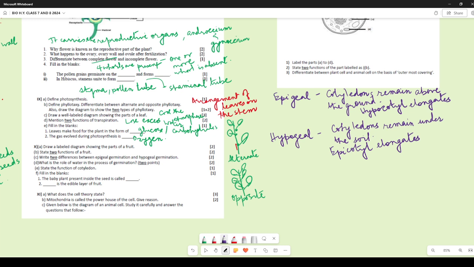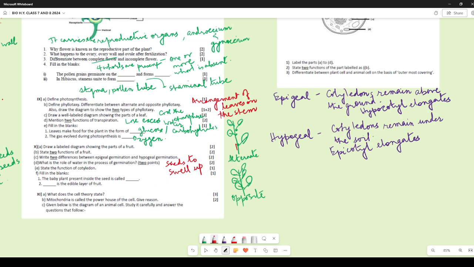What else do we have? What is the role of water in the process of germination? Now, how does water help in the process of germination? Whenever there is water, first and foremost, it causes the seeds to swell up. When seeds swell up, their seed coat will burst and only after that can germination start, right?